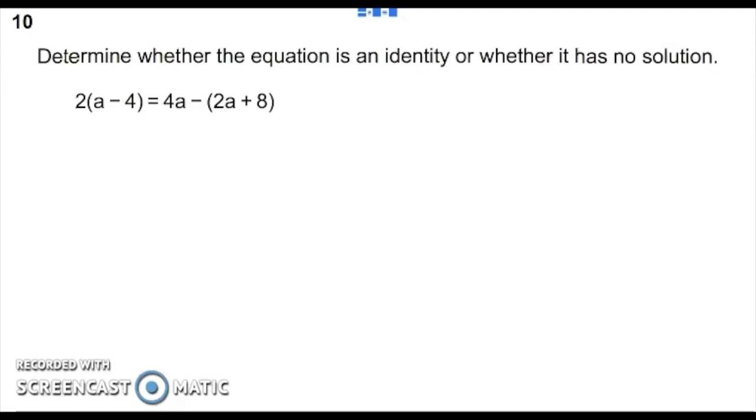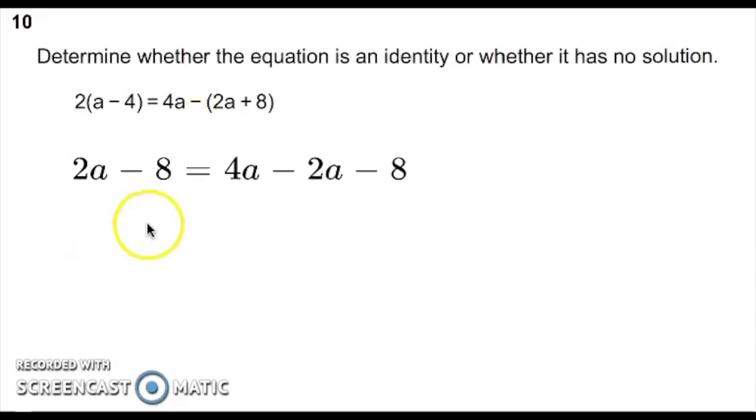Number 10. Determine whether the equation is an identity or whether it has no solution. So the first thing we're going to do is distribute out the parentheses. So we have on the left 2a minus 8 by distributing the 2. On the right, we'll distribute this negative. So we'll have 4a minus 2a minus 8.